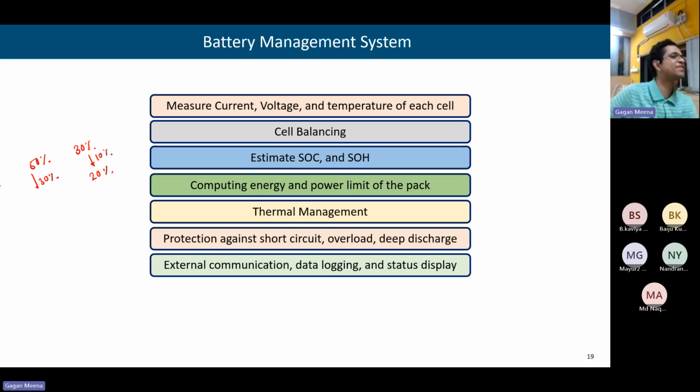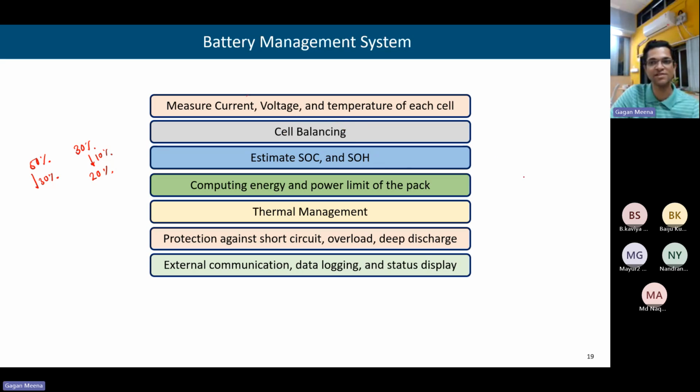Similarly, the state of health is also very important. It tells how many charging discharging cycles are remaining. It measures the health of the battery. All these things are very important. So it measures current, voltage and temperature of each cell and does cell balancing, which is also very important.